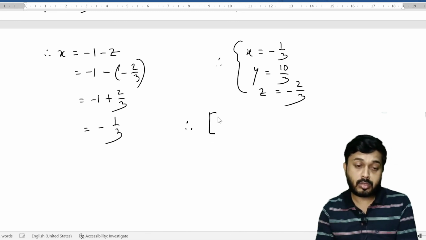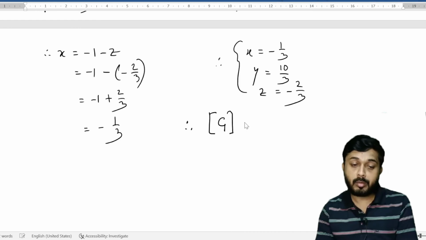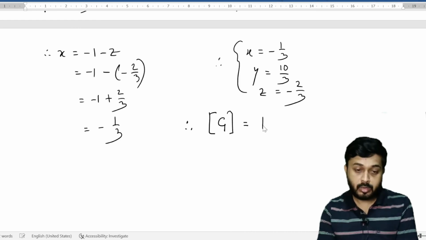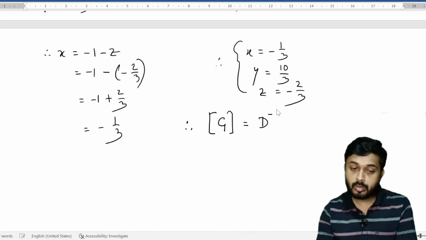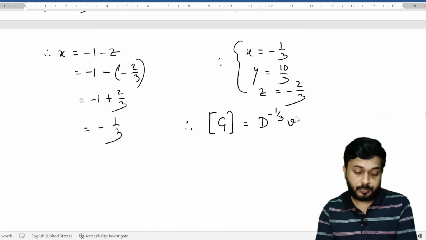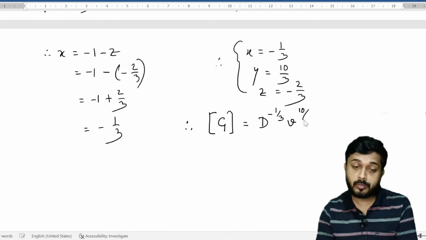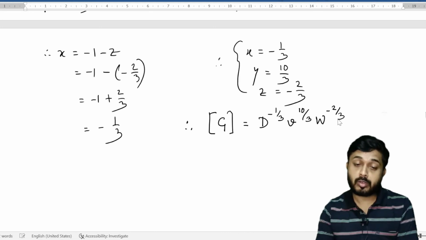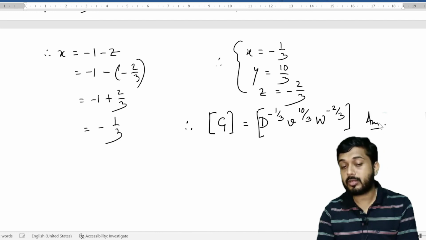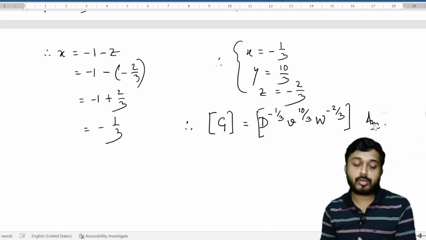So the answer has to be written in this way. The dimensional formula for G is like D, that is density, whole to the power x was there, that is whole to the power minus 1 by 3. After that is velocity, whole to the power what, that is y, or 10 by 3. And next thing is W, that is work done, whole to the power z, or minus 2 by 3. That should be the answer to this question. Is it clear? I hope this solution has been clear to you.